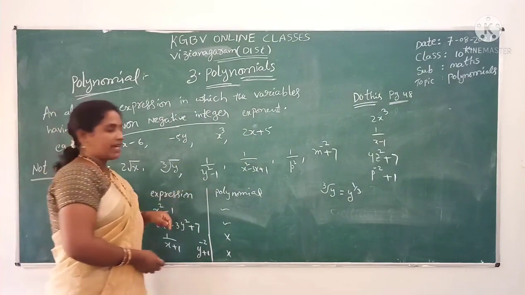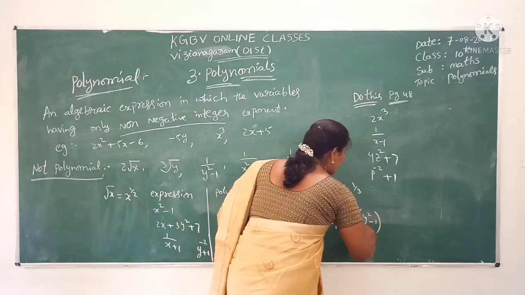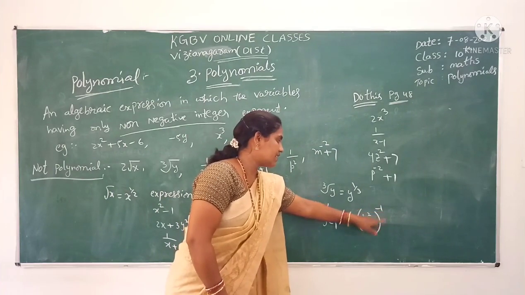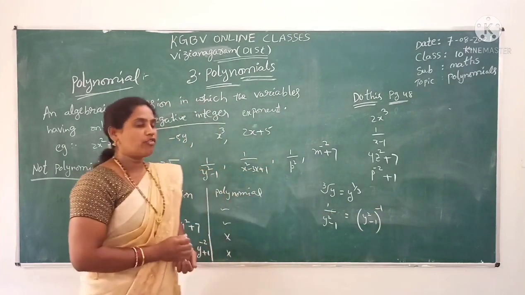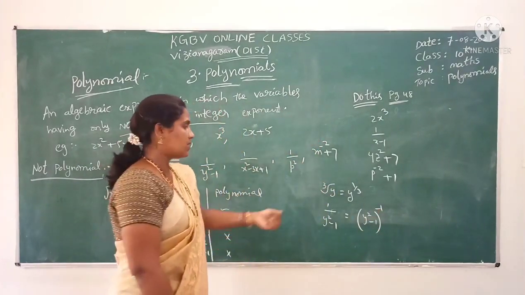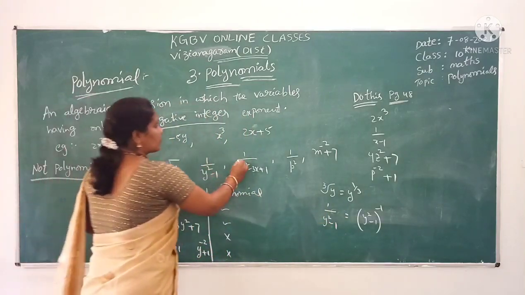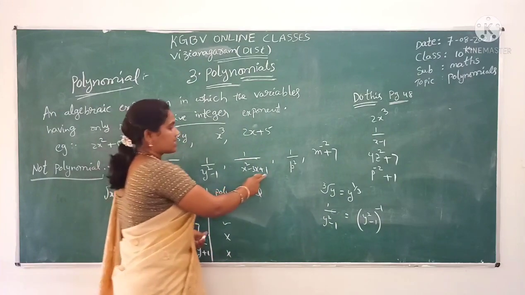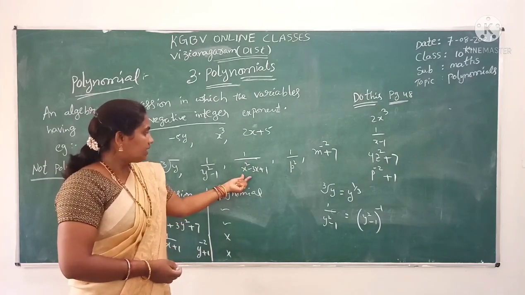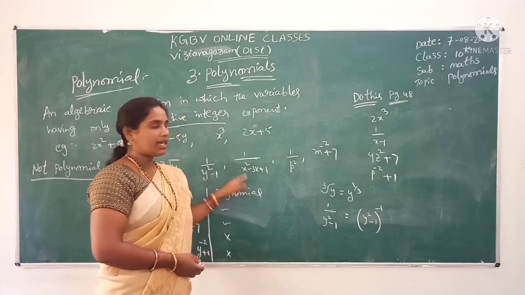1 by y square minus 1 can be written as y square minus 1 whole to the power of minus 1. The variable has a negative exponent. So 1 by y square minus 1 is not a polynomial. Next, 1 by x square minus 3x plus 1 is also not a polynomial because in this expression the denominator has a variable.